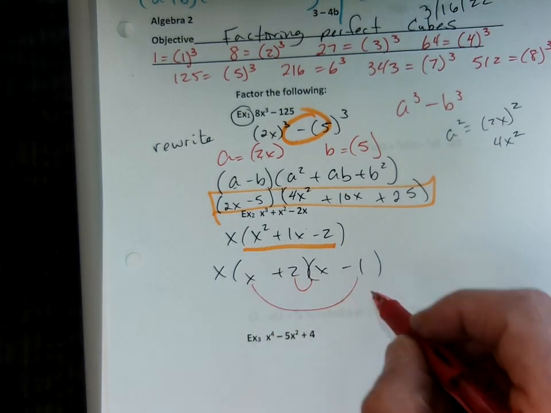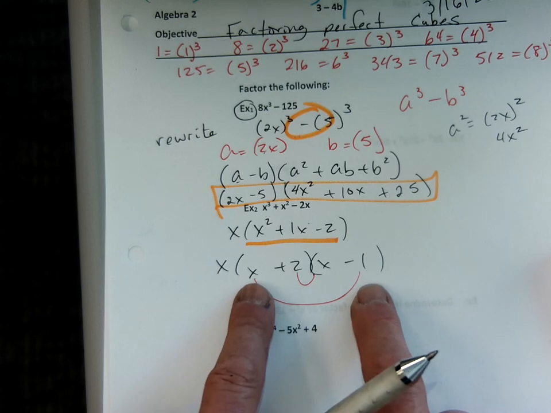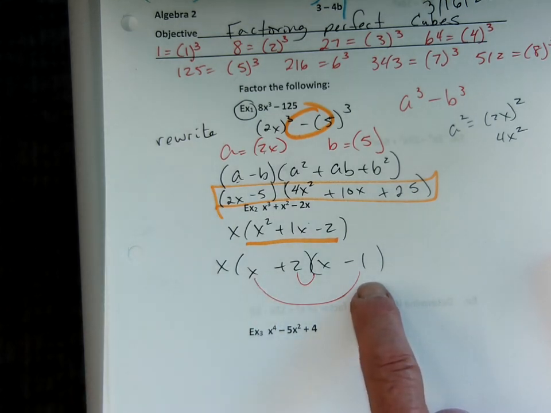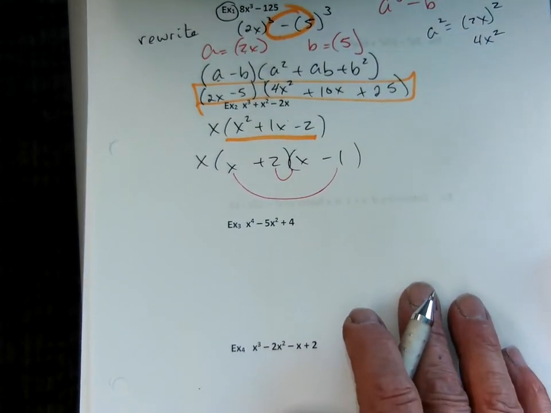Wait, what if we can't use the double smiley? Then it doesn't factor. And if it doesn't factor, we're going to learn the thing called the quadratic formula later. Everything you're going to see, Brian, will factor. Otherwise, we have to throw the question out for now. Okay, how about example 3?